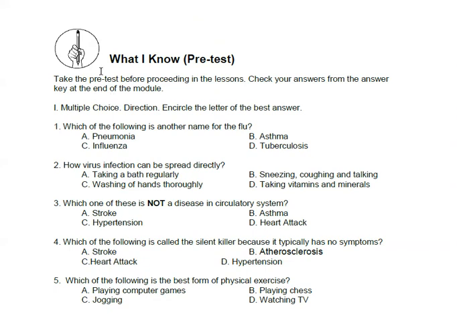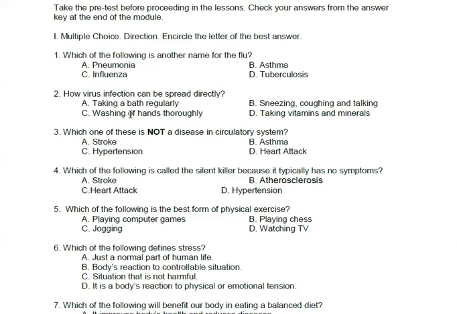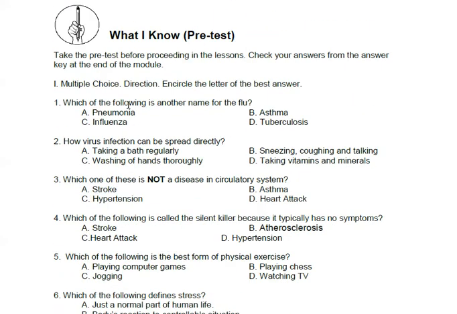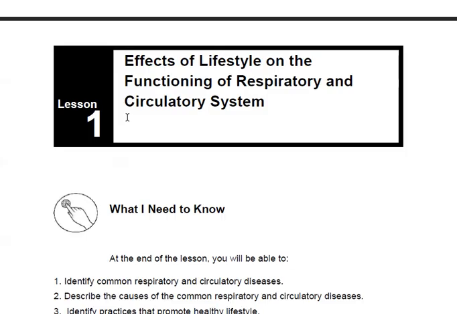So guys, on your answer sheet on yellow pad paper, write your name, section, and Module 2 Science, and put What I Know pre-test. And then number your papers 1 to 10. Okay, answers only, so please choose the best answer among the choices, all in capital letters. Okay? After answering that, let us proceed to Lesson 1.